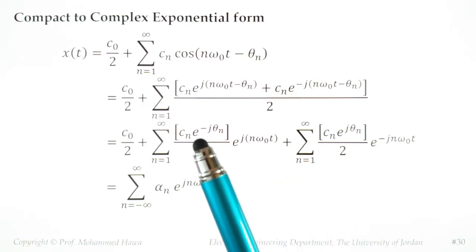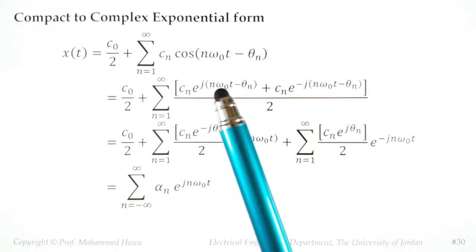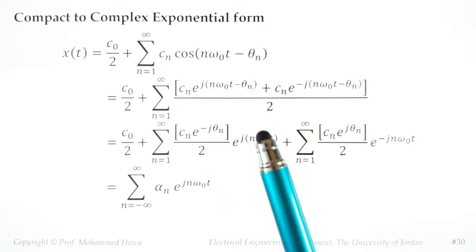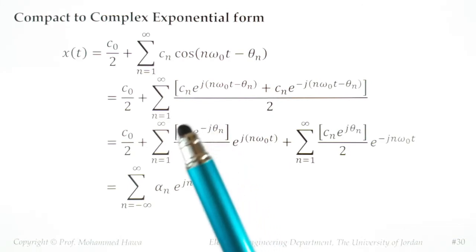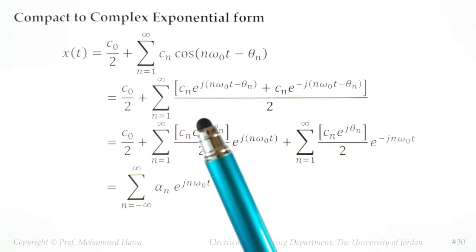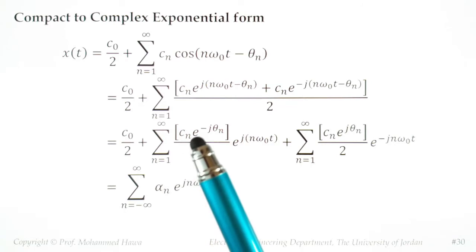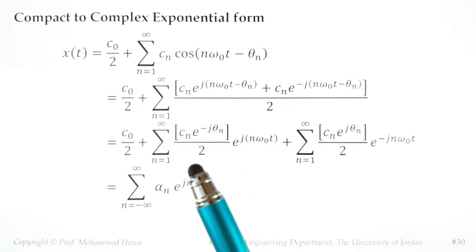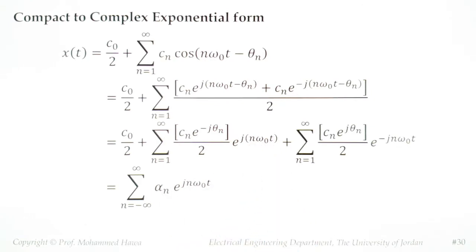The trick I did here is split this exponential from this exponential, because you know if you have exponential of something plus something, it is just multiplication of the exponentials. What am I getting? I'm getting a constant that is a complex number called alpha n from now on. Alpha n is the Fourier series coefficients for the complex exponential form. So alpha n by definition is Cn e to minus j theta n divided by 2. And I have the sum of this alpha n multiplied by this exponential. This is the form called complex exponential form.